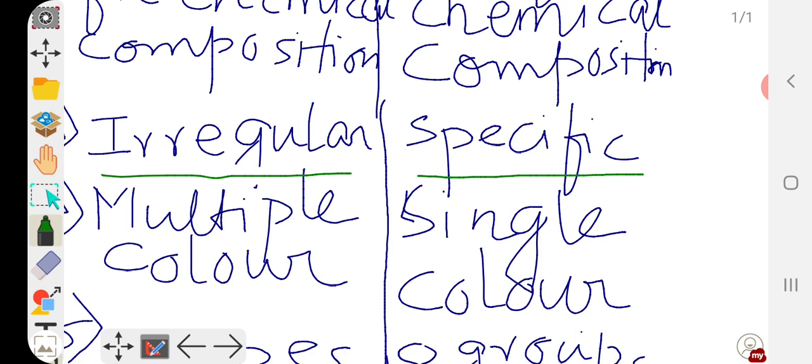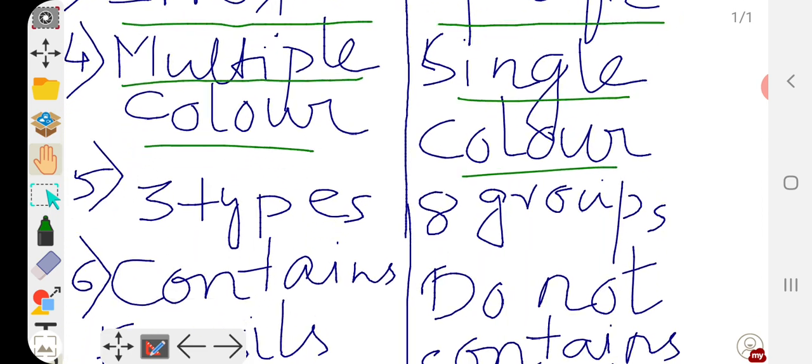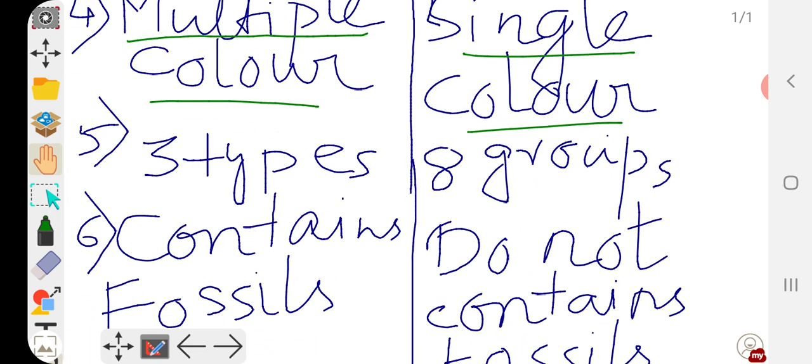So they are having a definite structure. Now rocks are of multiple colors. Within a single rock you can find tinges of various colors, so it is considered as of multiple colors. But if we see, the minerals are of a single color. Okay. Now next, the types of the rocks.